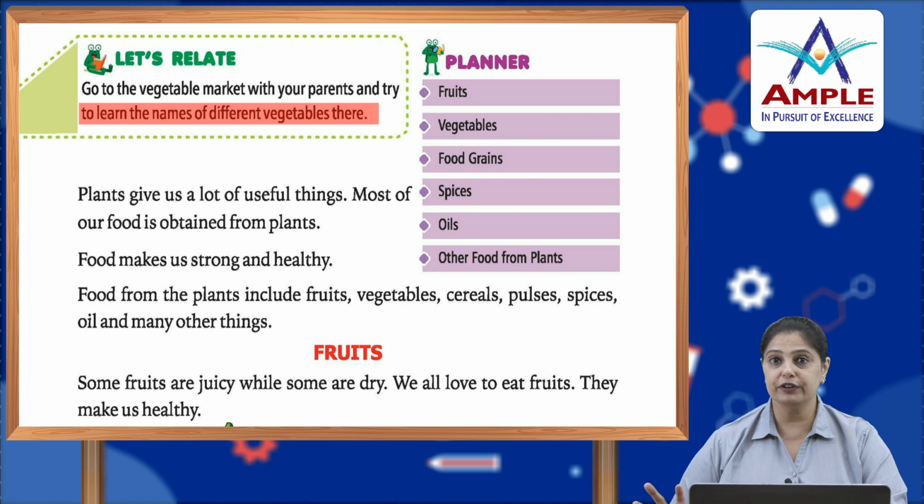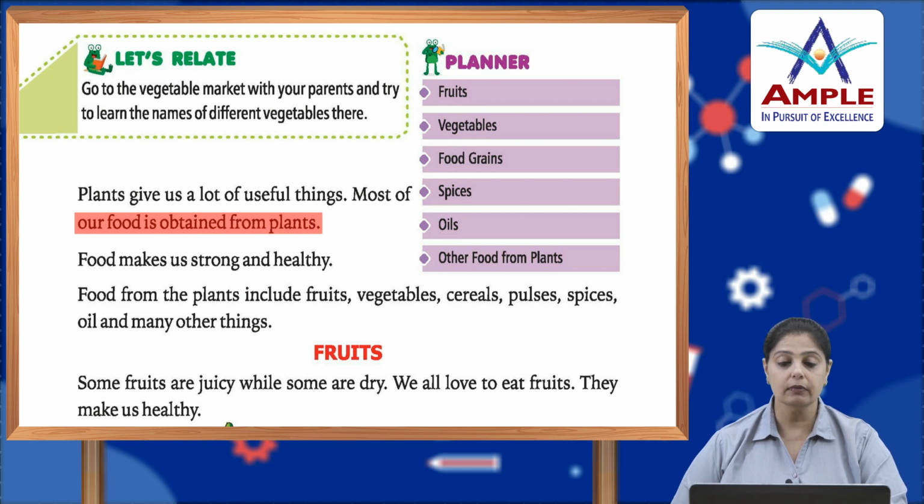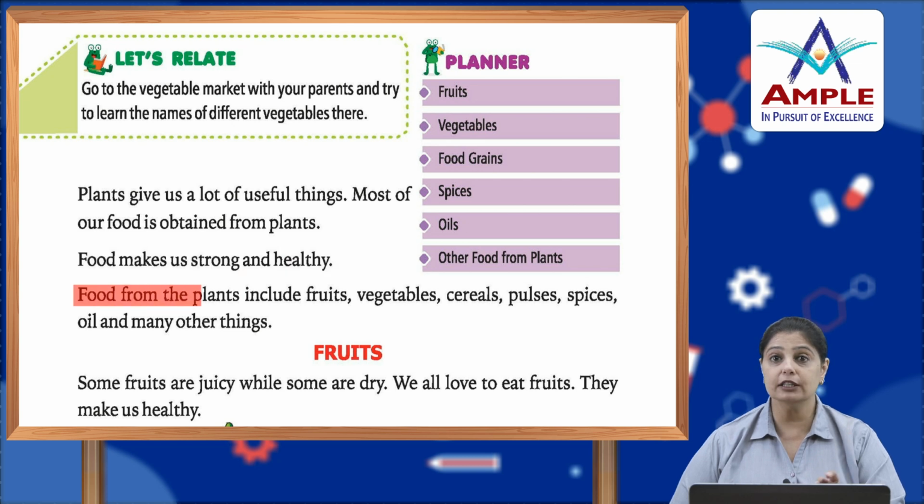Like we know that different types of plants are there. Some plants give us fruits, some give us flowers, some are climbers, some are creepers. So we know about different parts of the plants as well. Now let's talk about how they are useful to us. Plants give us a lot of useful things. Most of our food is obtained from plants. Food makes us strong and healthy. Food from the plants includes fruits, vegetables, cereals, pulses, spices, oil and many different things.